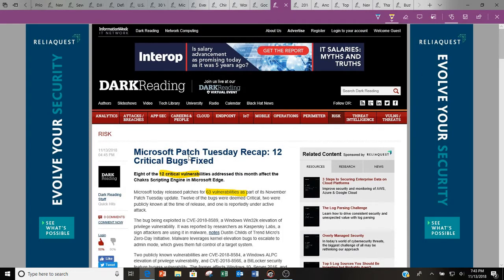Microsoft patched 12 critical vulnerabilities out of 63 vulnerabilities this month, which is a pretty large percentage. So what does that mean? If you accept payment card processing, you have 30 days to deploy at minimum those 12 critical vulnerabilities and however many high vulnerabilities are in there.